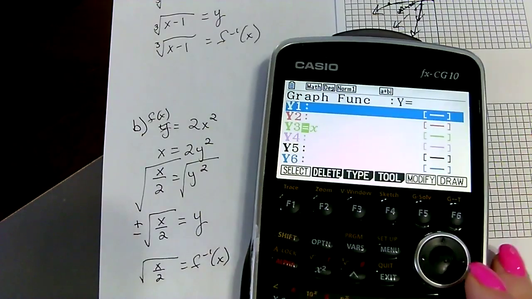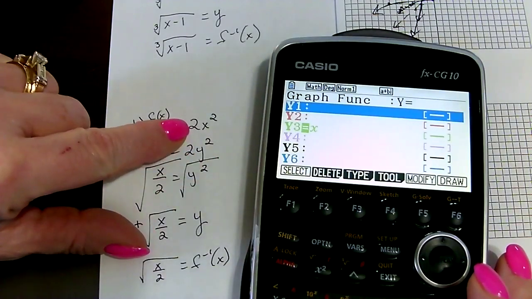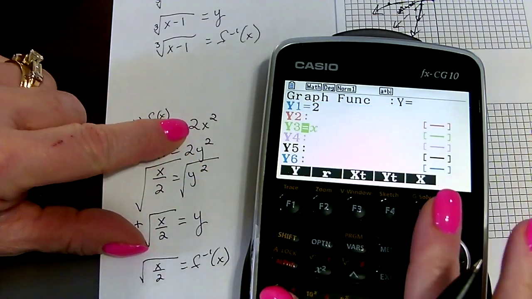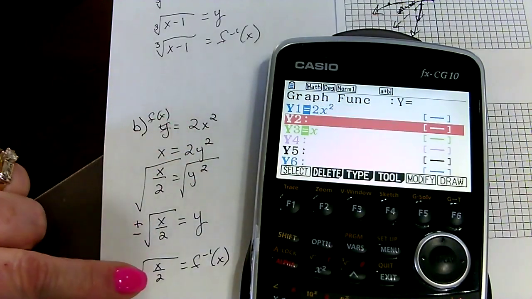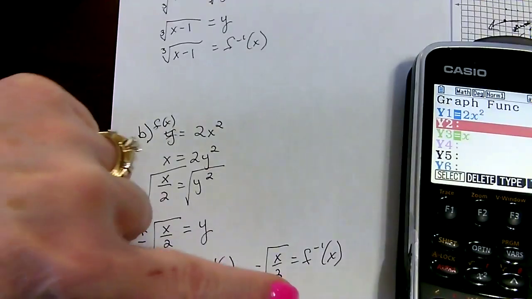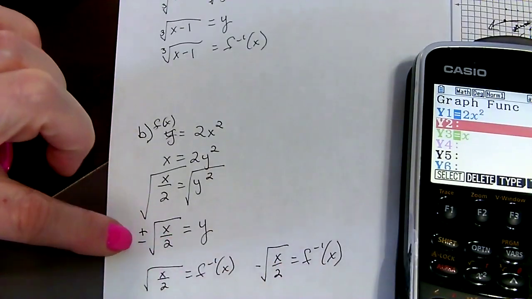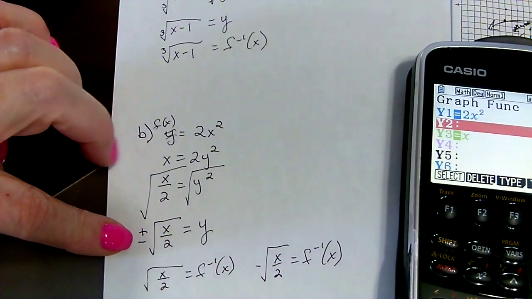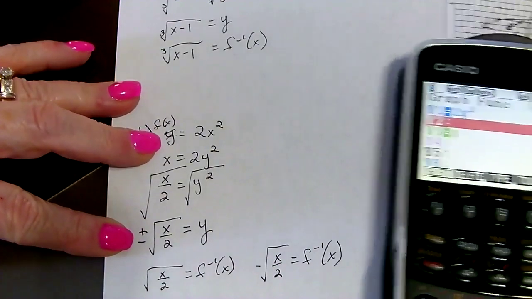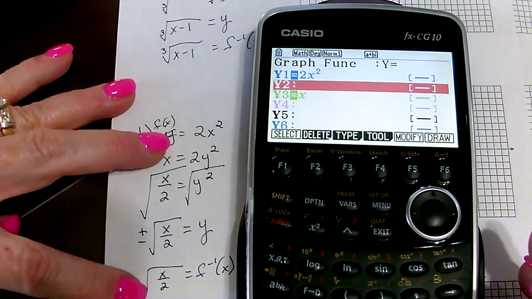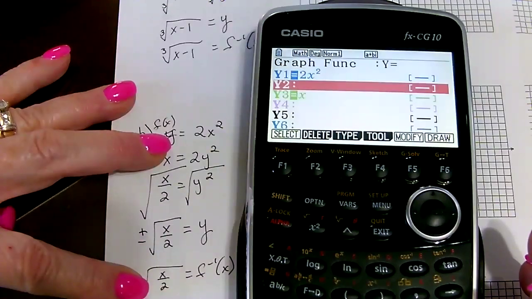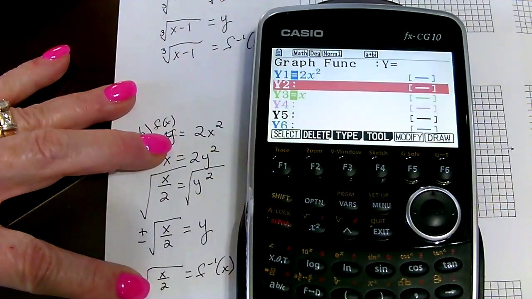Okay, so I'm going to start with the first one, which is the original 2x squared. So 2x squared, store it. Now for this one, I'm going to have to enter two of them, okay? You cannot type in plus minus. It doesn't exist on the calculator. It'd be nice if it did, but it doesn't. Okay, so I'm going to go ahead and put this one on row 2. I'm going to put the other half of it on row 3, and then I'll move my y equals x down to row 4.